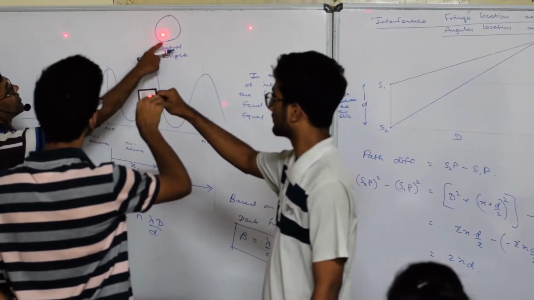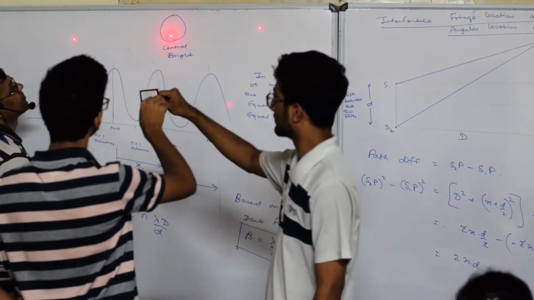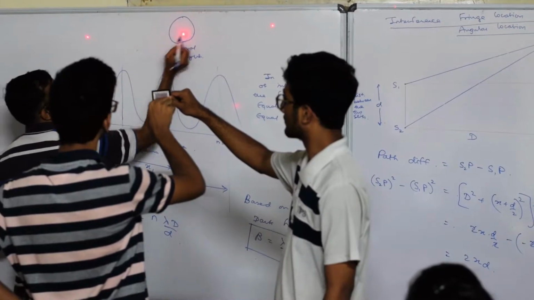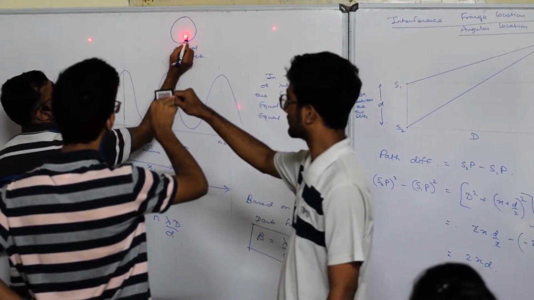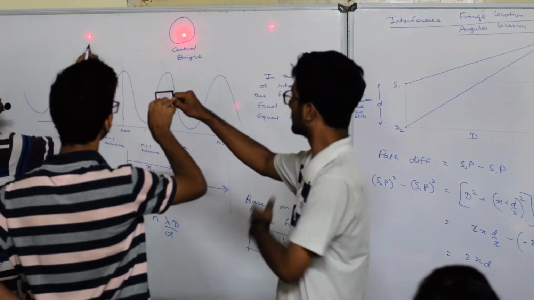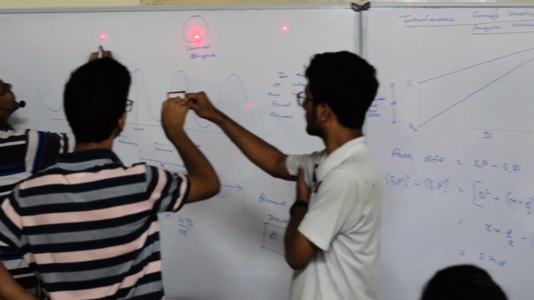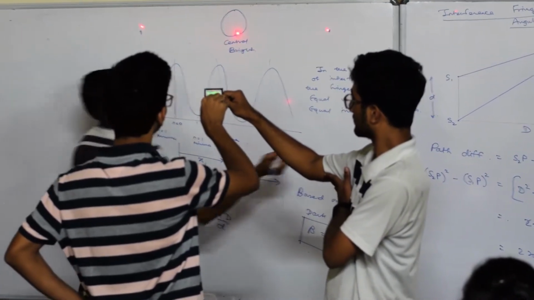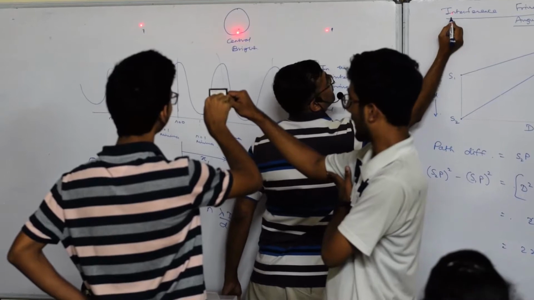So I want to bring the central bright at this point, right? So the central bright is somewhere here. So let me mark this here. So this is my first order. This is also first order. The second order is somewhere here.